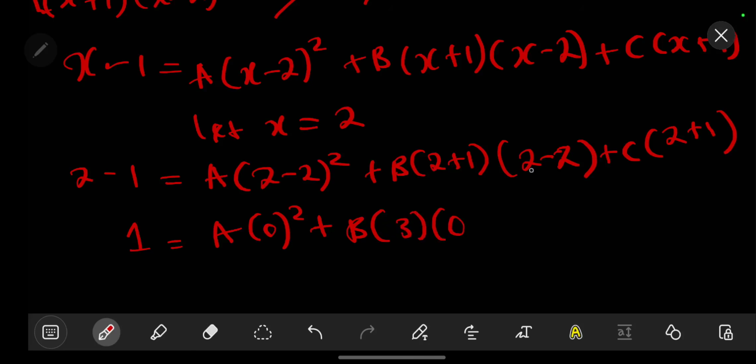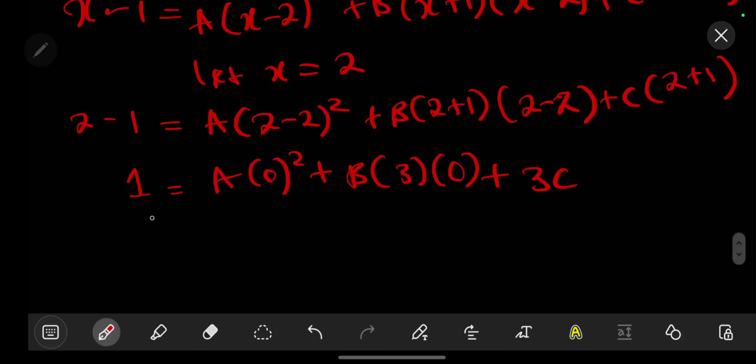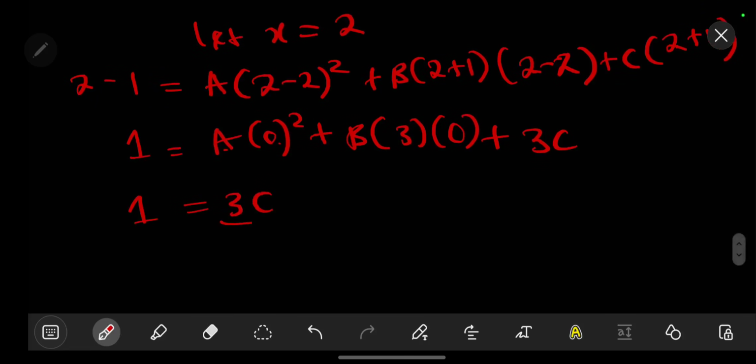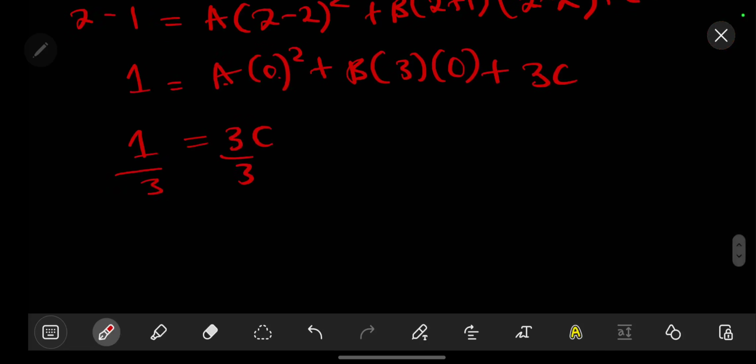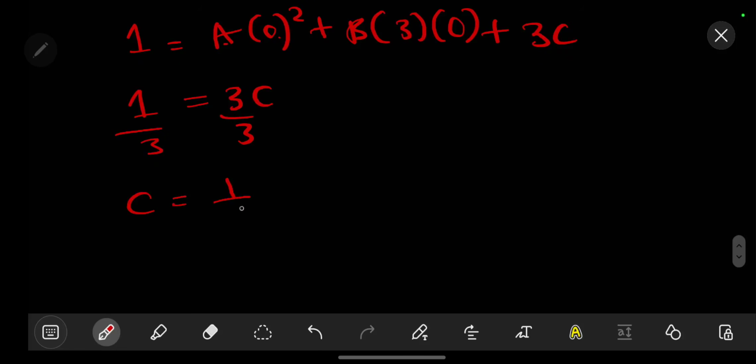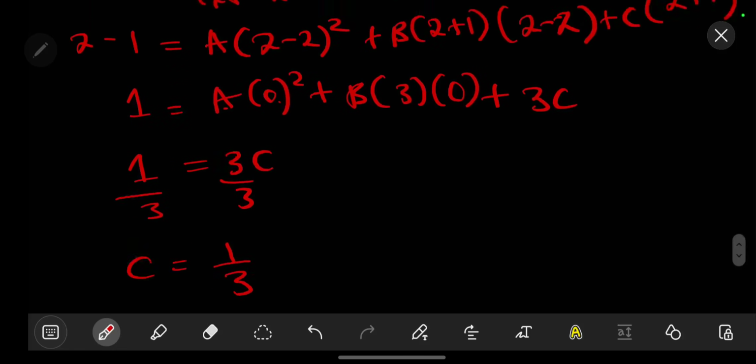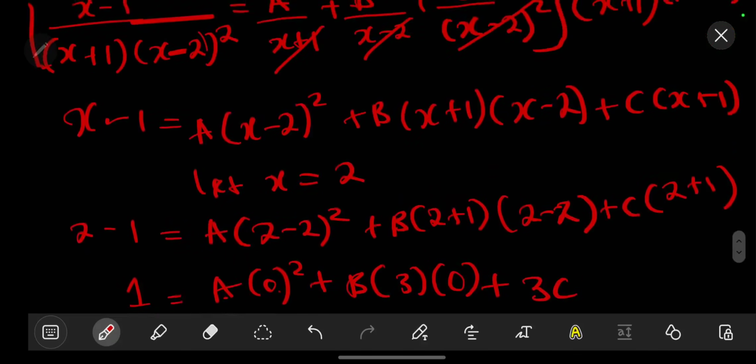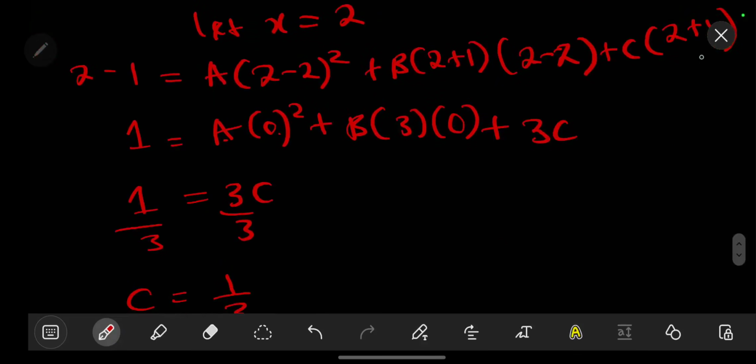Then we have 0, 2 minus 2 is 0. Then we have plus 2 plus 1, that's 3. So we are going to say 3c, like that. So we have 1, so this times this is 0, this times this is 0, so this should be equal to 3c. We divide by 3, we divide by 3, so our c value should be equal to 1 over 3, like that. Finding our c value, let's also find for the other values.